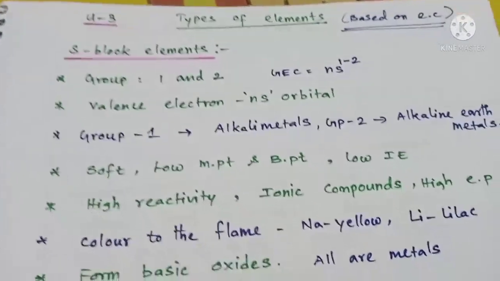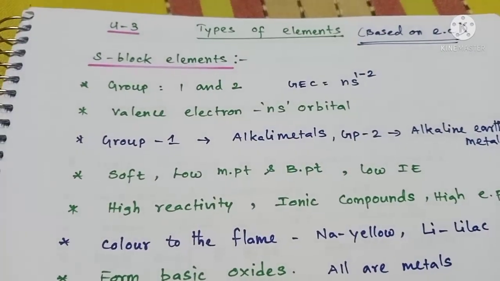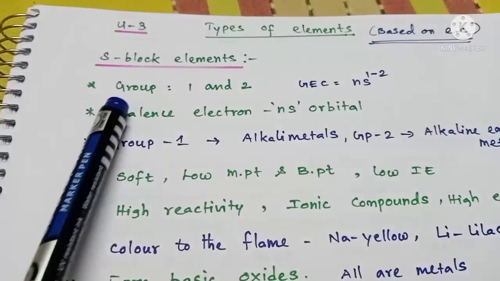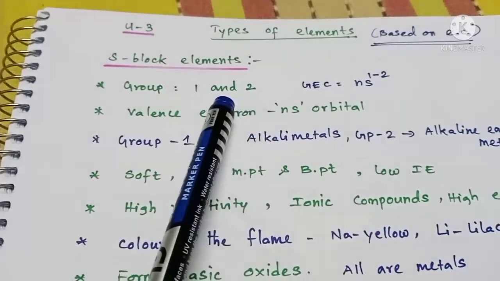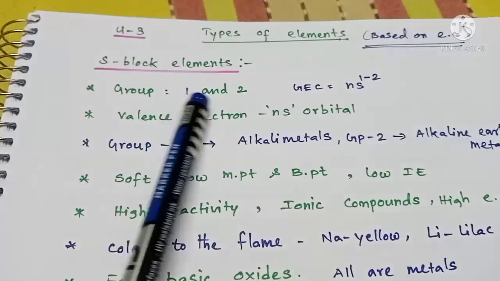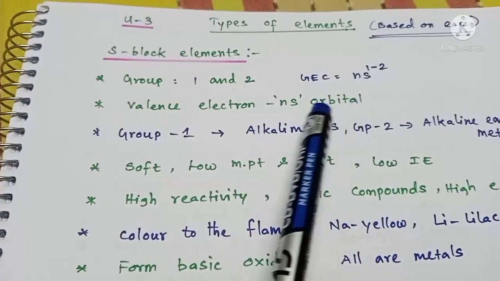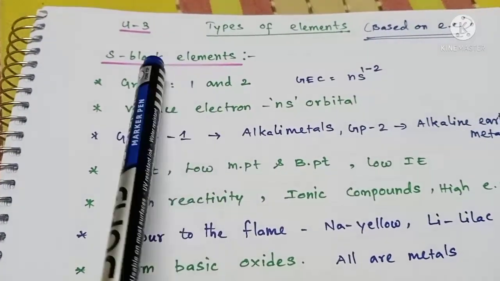Let us start with the S block elements. S block elements belong to group number 1 and 2. So S block elements are placed in the first group and second group. The first and second group together are called S block elements because their valence electron is added in the ns orbital. That is the reason why they are called S block elements.